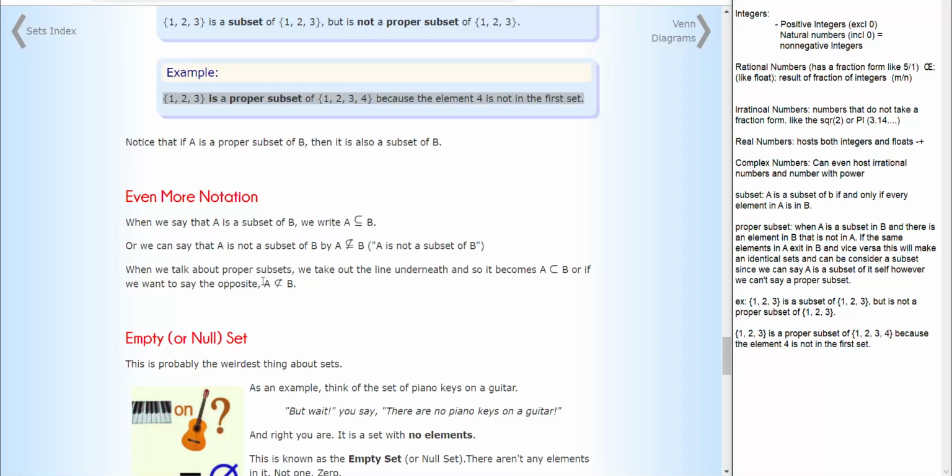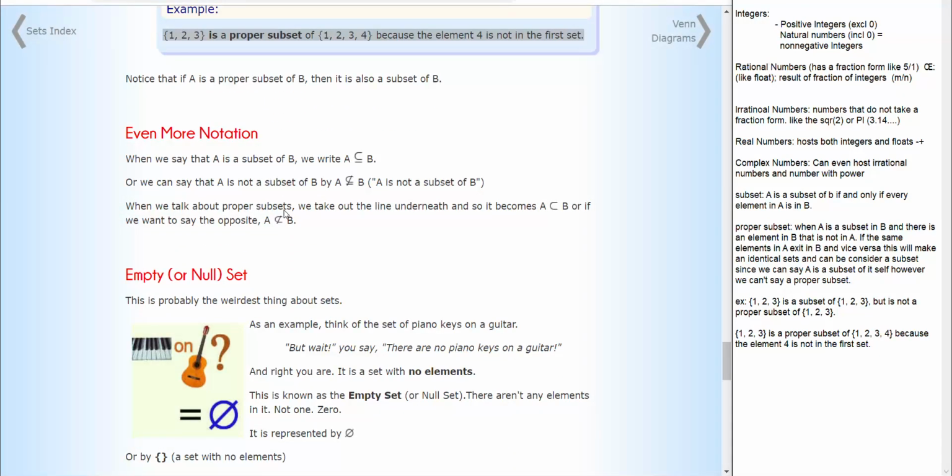Talk about proper subsets. So a proper subset is that A is a subset of B but they do not equal. You take out the line underneath. So this means A is a subset of B, but B does not equal A. And for A is not a subset, we just do a crossover.